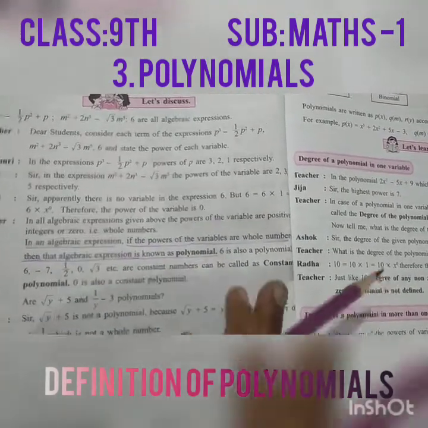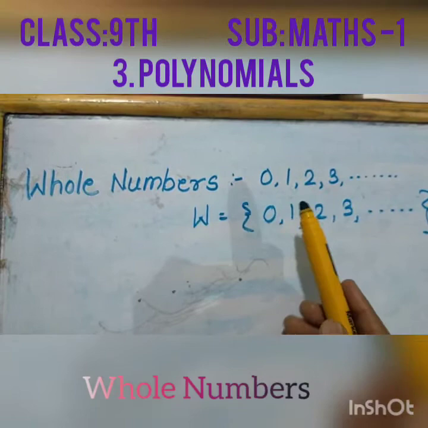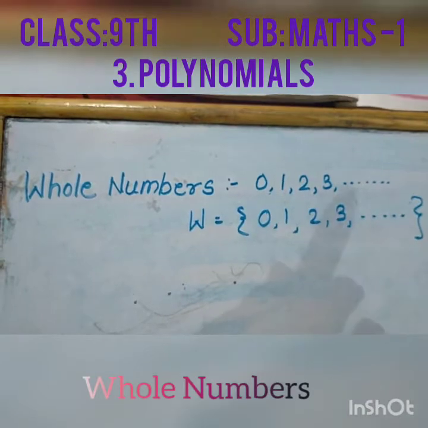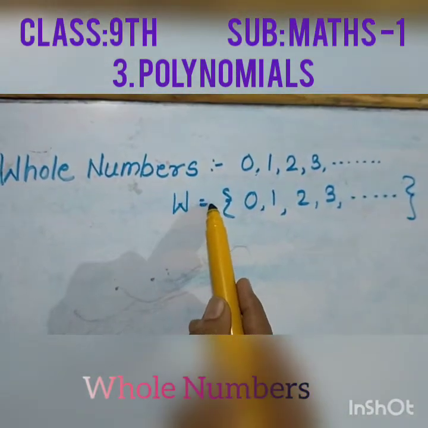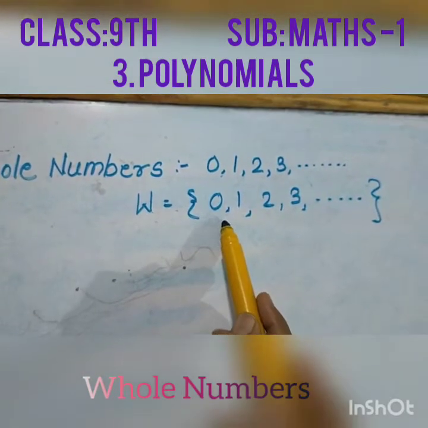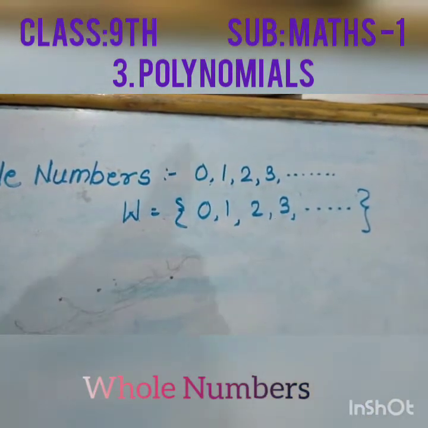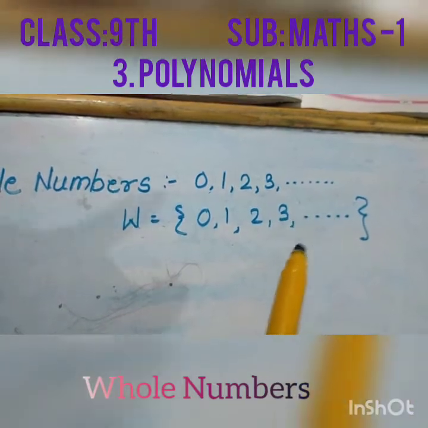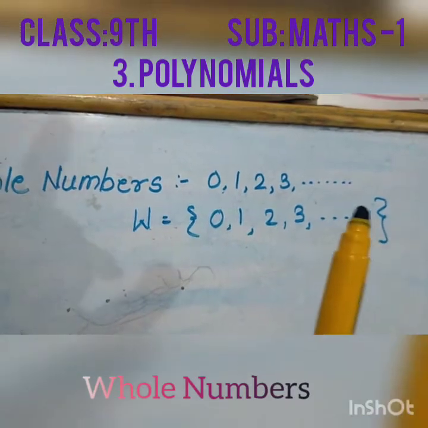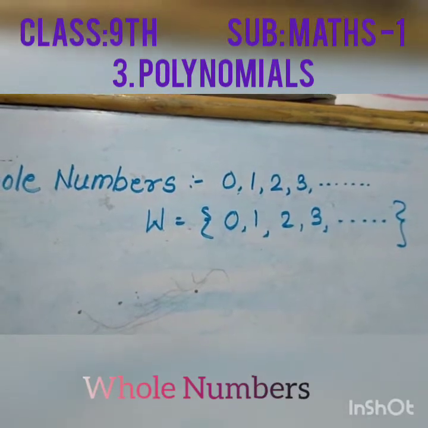First, we can see whole number. What is meant by whole number? Whole number means the set of all positive numbers including 0. It means W, the set of whole numbers, equals 0, 1, 2, 3 and so on. It means from 0 to innumerable numbers, but all are positive numbers. They are not fractions, they are not negatives, they are just 0 and all positive numbers.